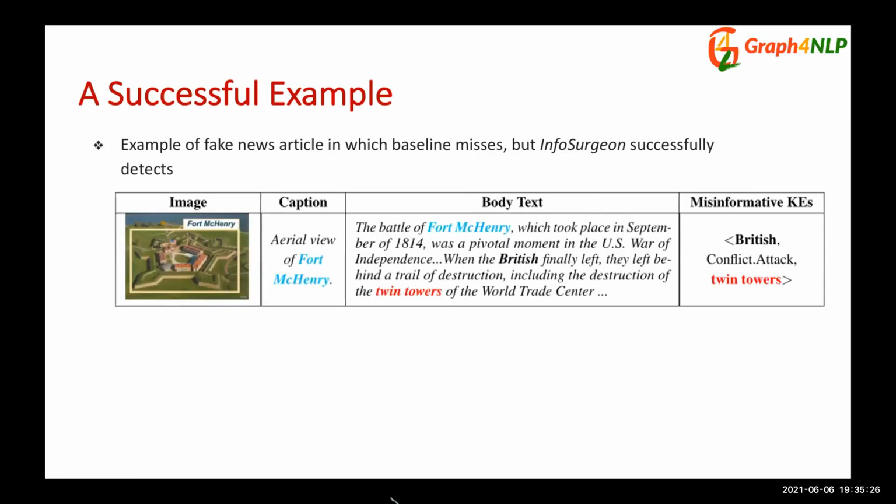And here just showing one more example. This image shows another facility and the body text talking about twin towers, which are not grounded in the image. So our system can detect it. And the sequence-to-sequence model failed.